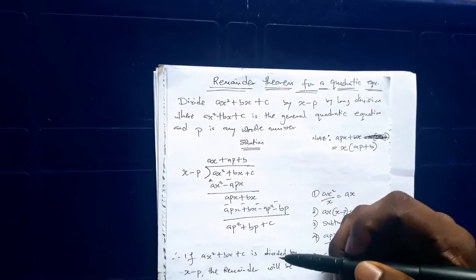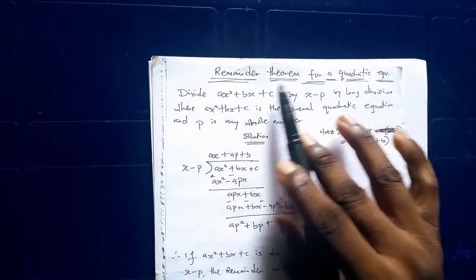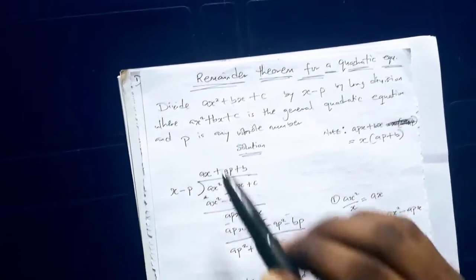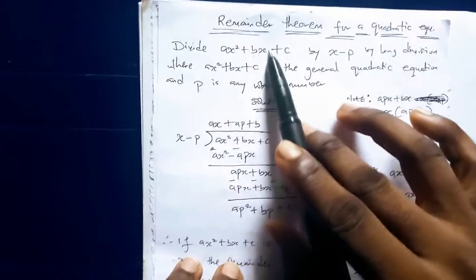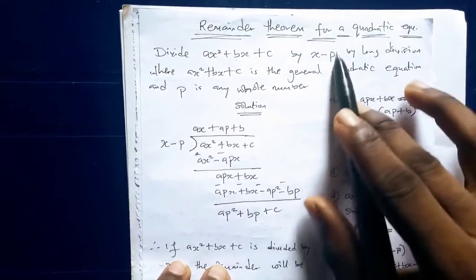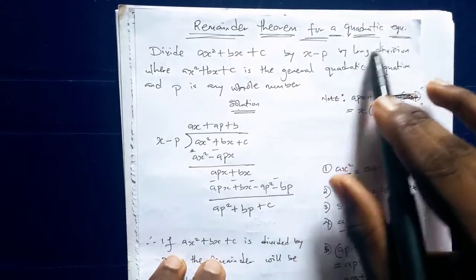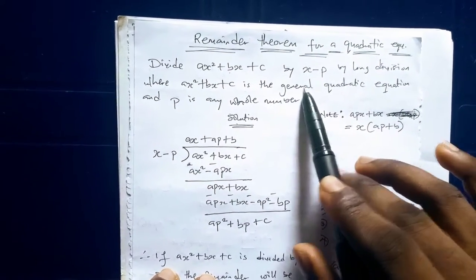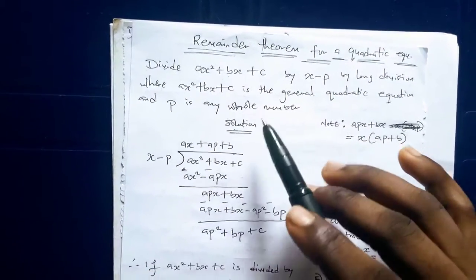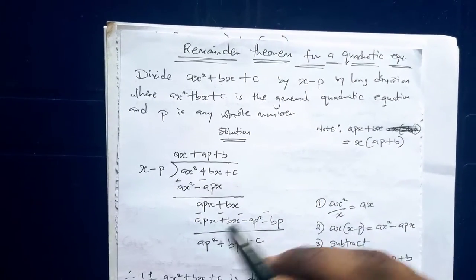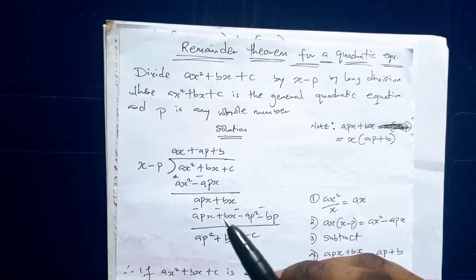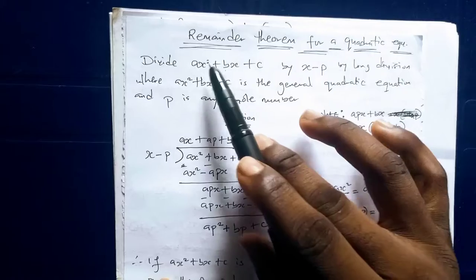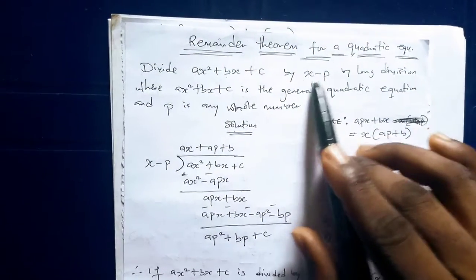Hello guys, in this video we're going to be talking about the remainder theorem for a quadratic equation. Now imagine you are given the general form of a quadratic equation to be divided by x minus p using long division, and this, like I've said, is the general quadratic equation, and p can be any whole number, be it negative or positive. Now if you have watched my video on the long division of polynomials, this is a polynomial being divided by this.